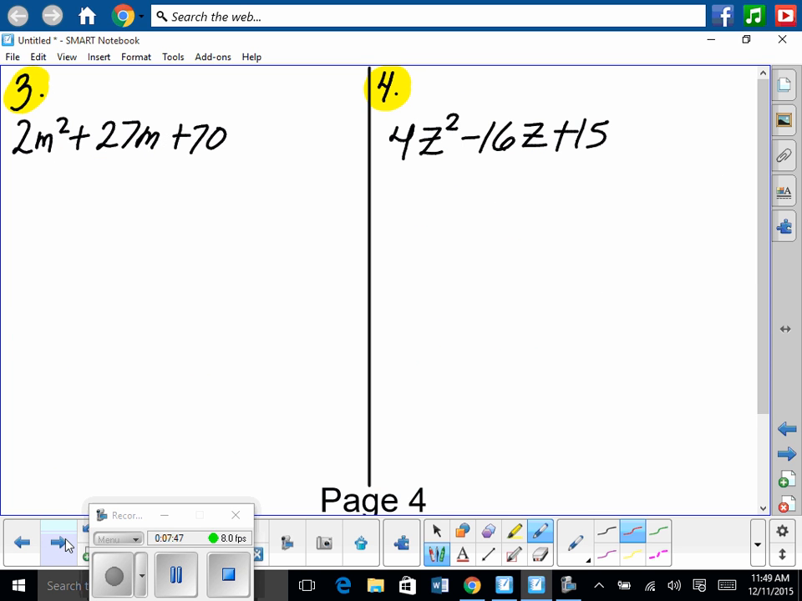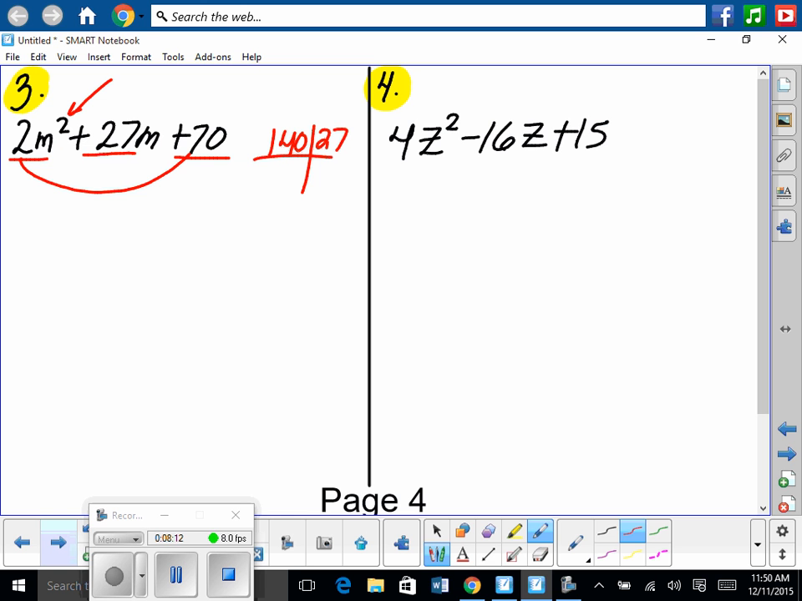Okay, looking at number 3 here, first of all, we always check, is there anything in common we can pull out in the beginning? The answer is no on this one. So we always look, well, is it quadratic? And look, it is. It's degree 2. So we do what multiplies to be a times c, so 2 times 70. So what multiplies to be 140 and adds up to be 27.